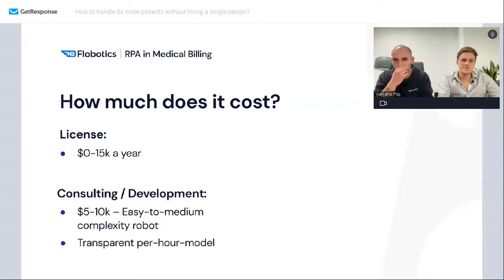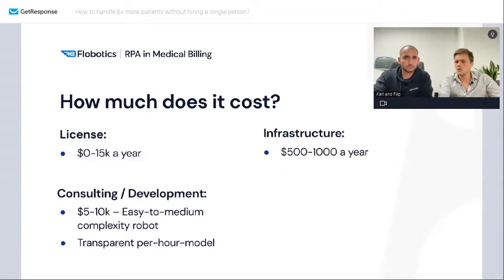But we have a very transparent per hour model of consulting. So a company, before automating, would know how much they would pay. Exactly. What we do is we go over the automation and we estimate it with the customer, and we tell them it's going to be around this much, give or take 10%. All right.